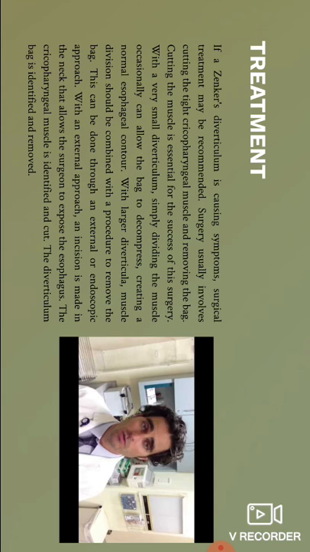Surgery usually involves cutting the cricopharyngeal muscle. Cutting the muscle is essential for the success of the surgery. With a very small diverticulum, simply dividing the muscle may occasionally be enough. With a larger diverticulum, muscle division is combined with a procedure to remove the sac.